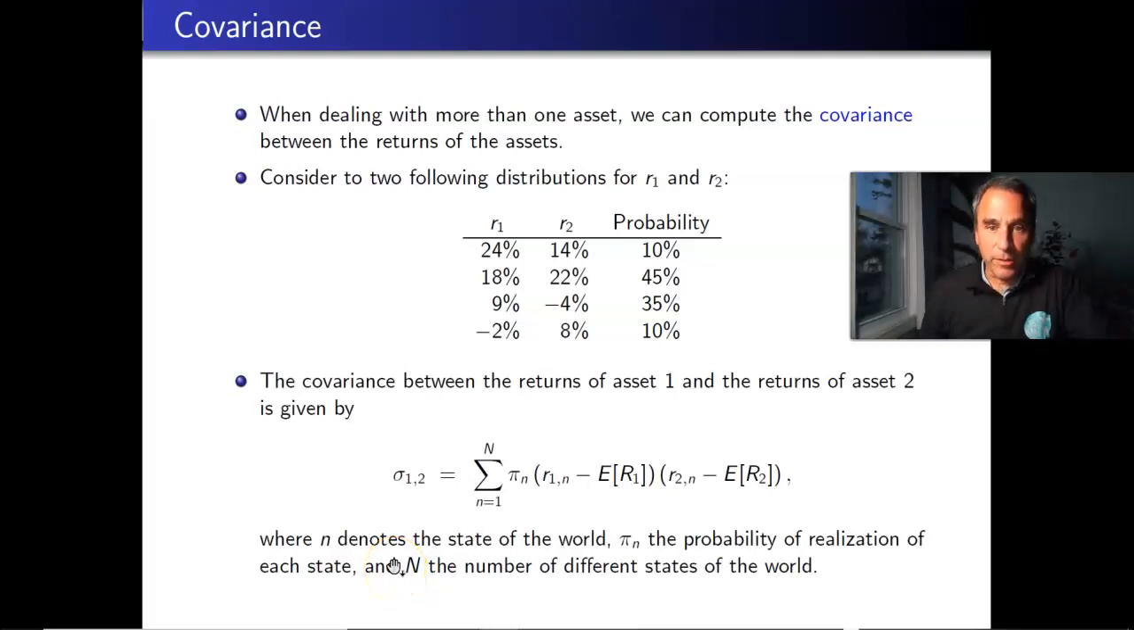The covariance between the returns of two assets. We have two assets here, 1 and 2, with the following returns. The covariance between the returns of assets 1 and 2 is given by the product of the simultaneous difference between each return and the expected return of each asset in every different state of the world.